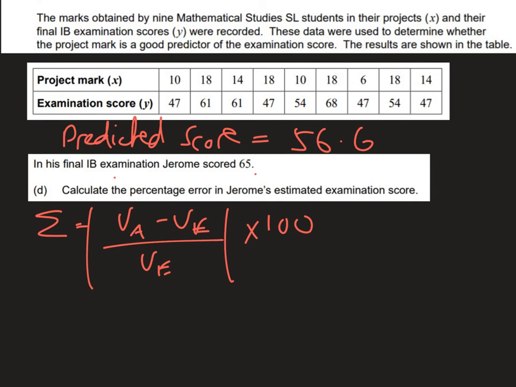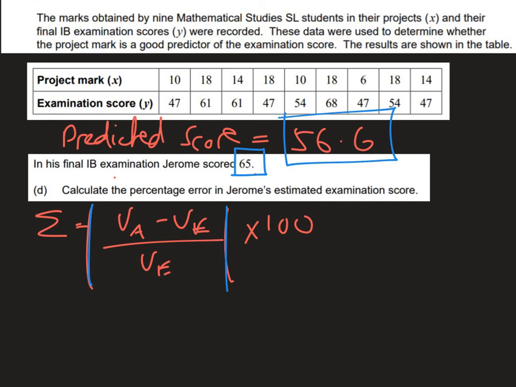The final part of the question looks at percentage error. We have already made a prediction about Jerome, and we predicted in the previous question that Jerome would get 56.6 marks in his final examination score, but we're told here that he actually ended up with 65, and we're asked to find the percentage error. The formula from the formula booklet is the modulus of VA, which is the approximate value, minus VE, which is the exact value, divided by the exact value, times 100. So what does that mean here?